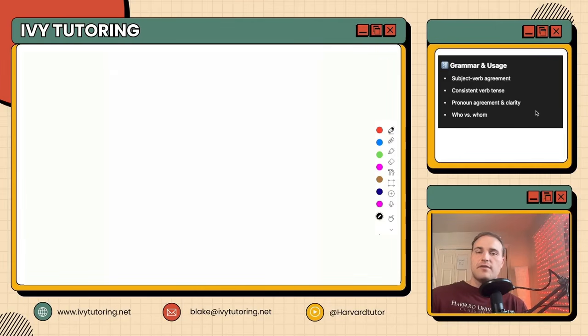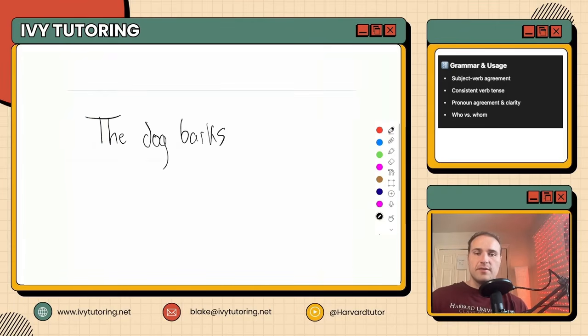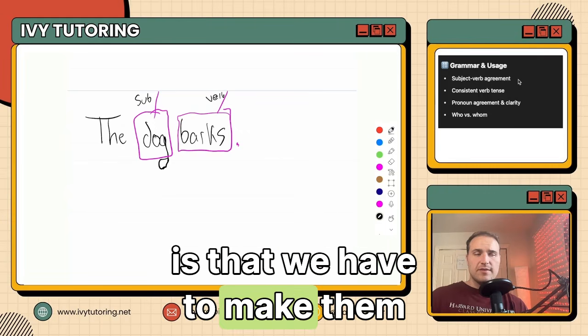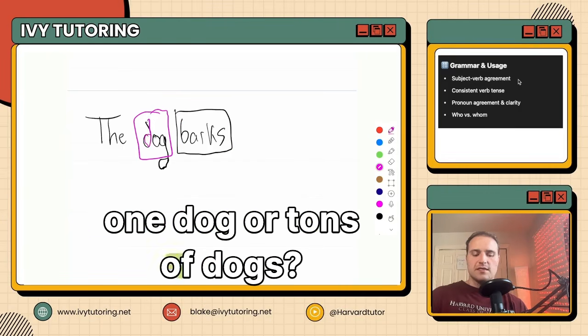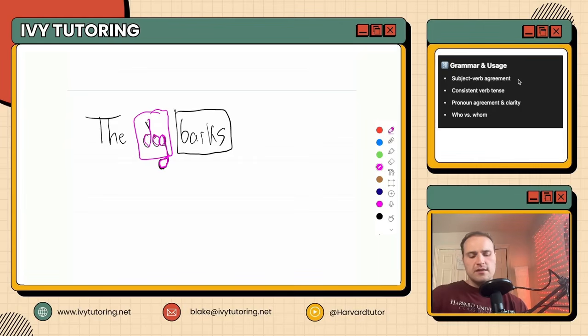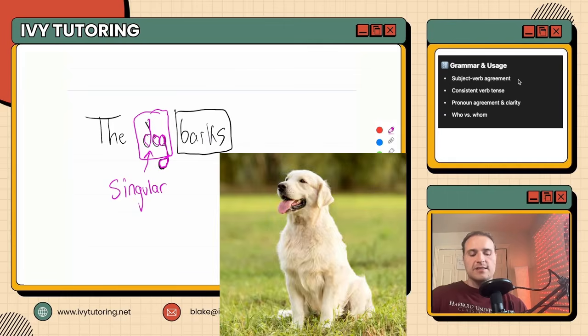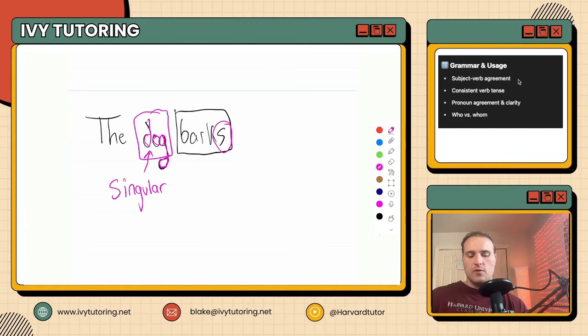Now up here, I've got some topics that I briefly want to cover. This first one is subject-verb agreement. All subject-verb agreement is that we have to make them agree with each other. When you think of the word dog, do you envision one dog or tons of dogs? Just one. Well, the reason that makes sense is because this is a singular subject. It's singular. There's one dog, okay? And for singular subjects, we add the S to the verb.